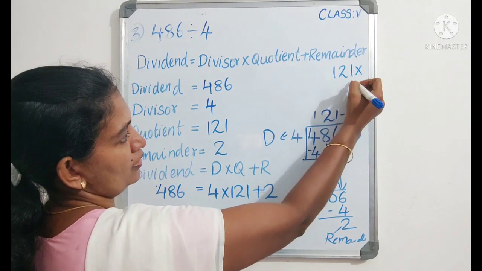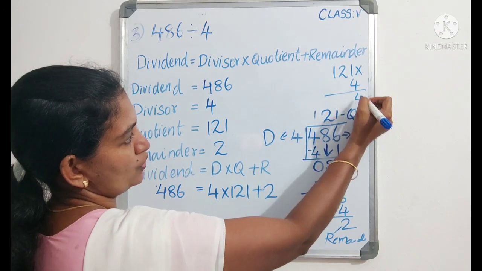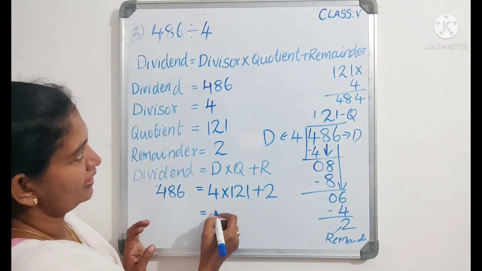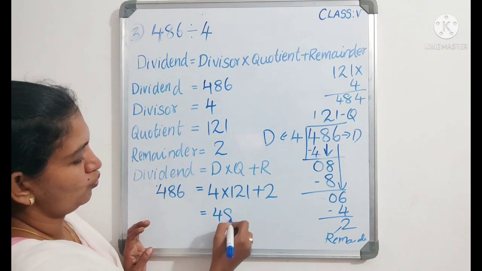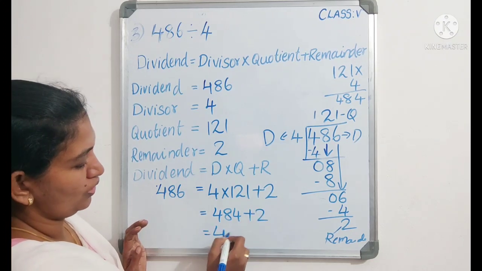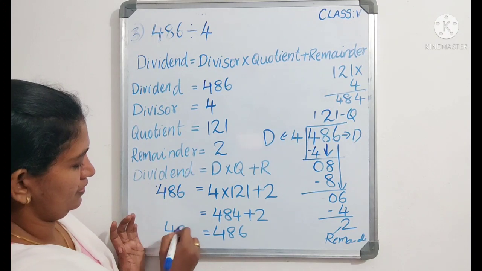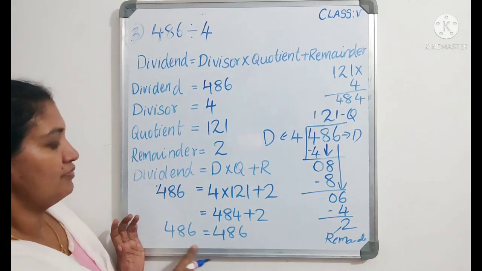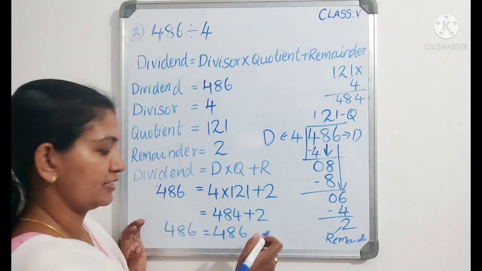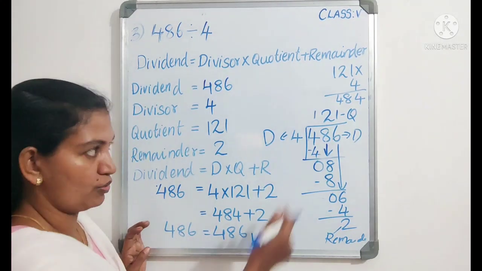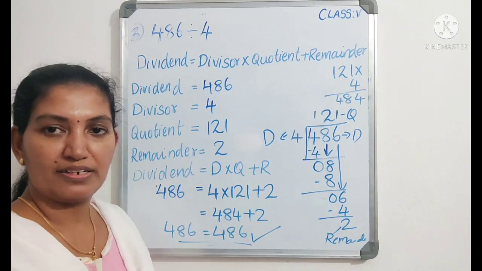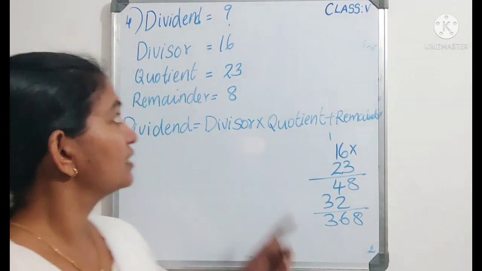121 into 4: 1 into 4 is 4, 4 2s are 8, 1 4 is 4, that is 484. 484 plus 2 equals 486. Our dividend is 486, and after applying these values we got 486. So our answer is correct. Our quotient is correct. We are using this formula to check our answer. Understood all of you?